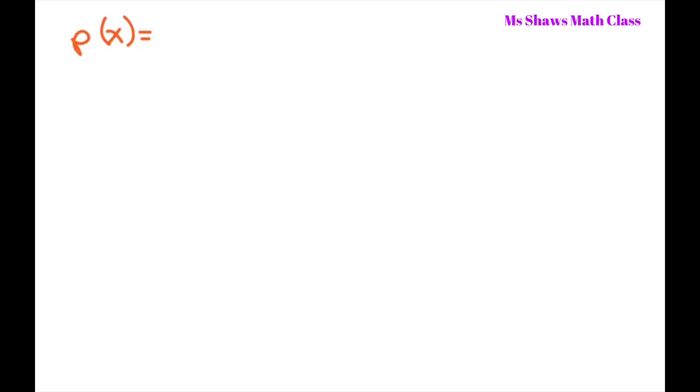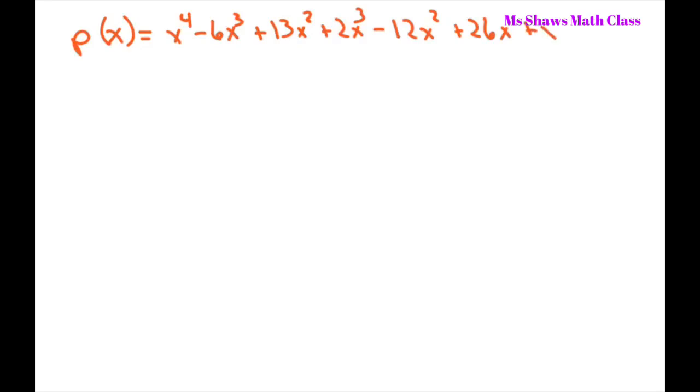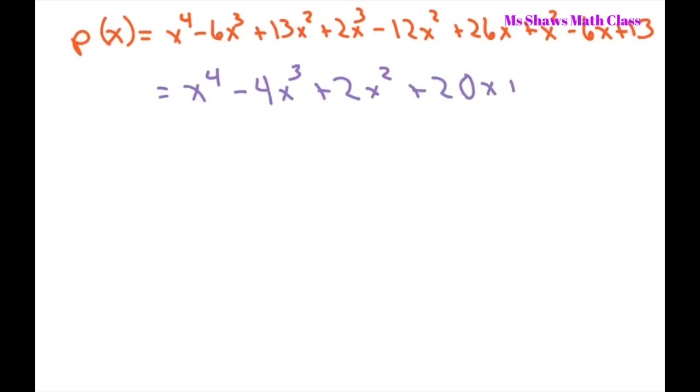I got x to the 4th minus 6x cubed plus 13x squared plus 2x cubed minus 12x squared plus 26x plus x squared minus 6x plus 13, and that's simplified to x to the 4th minus 4x cubed plus 2x squared plus 20x plus 13. And that would be your final answer.